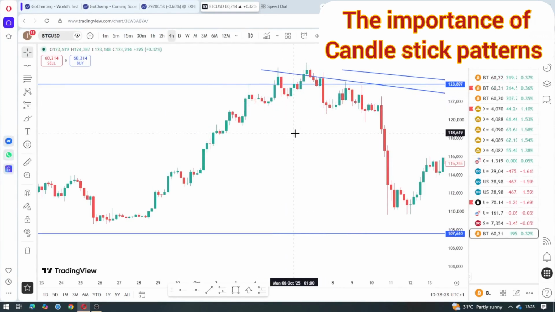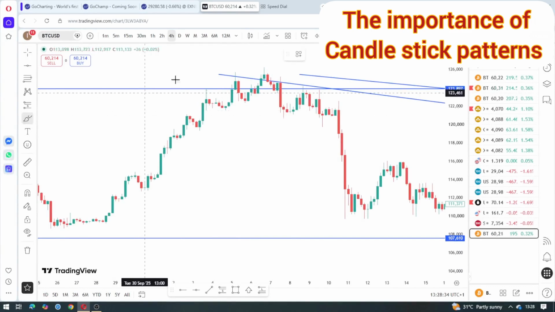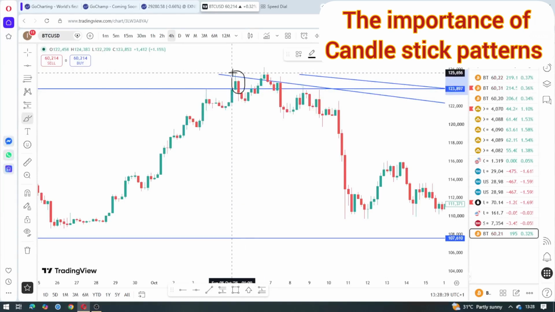So let's call it a zone comprising of a resistance. Then we have several patterns from here, and I'm going to be marking them. This is bearish engulfing. That is a bearish reversal pattern that tells you the market wants to begin to go down. And this is also bearish engulfing, but tinted with a kind of candlestick pattern.